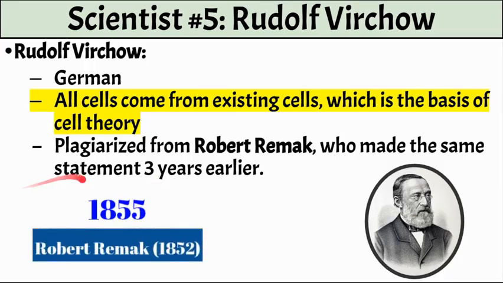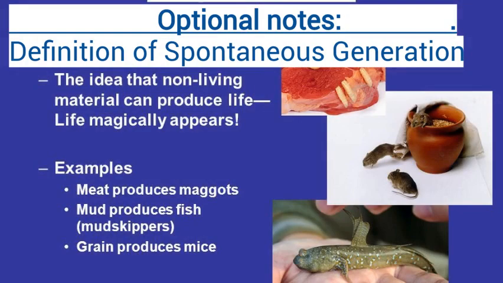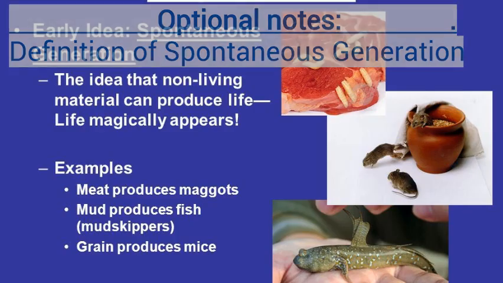So about 20 years later, Rudolf Virchow and Robert Remak. He was German, and he made the statement that all cells come from existing cells. This is important because to that point, most people thought that things could come from non-living things, like maggots could come from rotting meat, and they just appeared. It's called spontaneous generation.